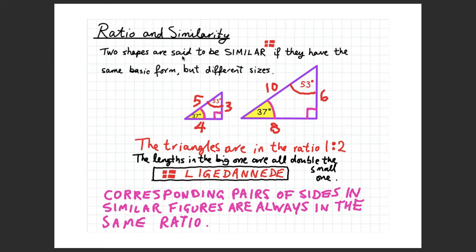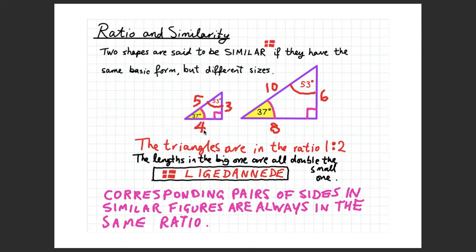So two shapes are said to be similar, Danish word ligedannet, if they have the same basic form but different sizes. So what I mean by that, these two triangles here, they've both got 90 degrees, they've both got 37 degrees, and they've both got 53 degrees at the top. So they're the same basic shape as each other, except one is a scaled up version of the other.